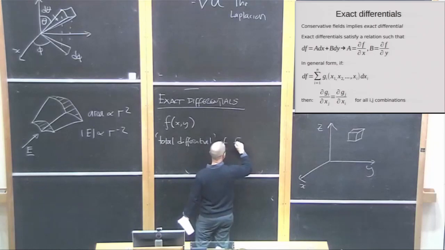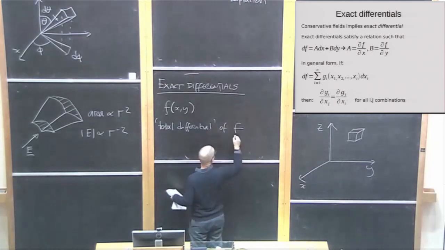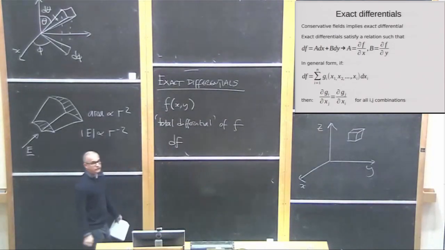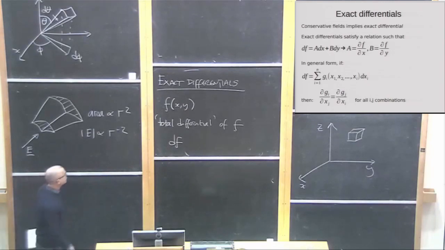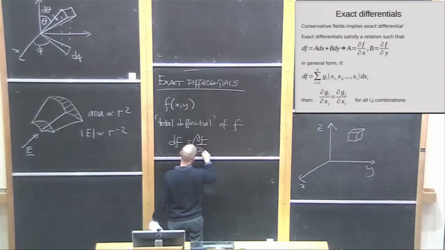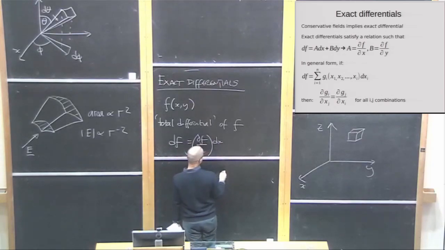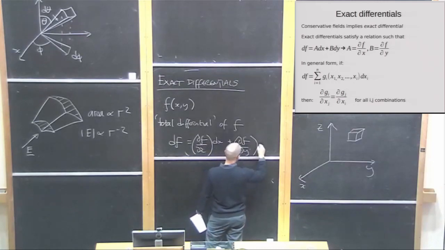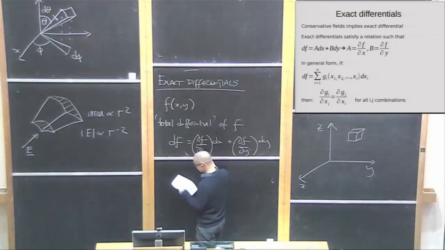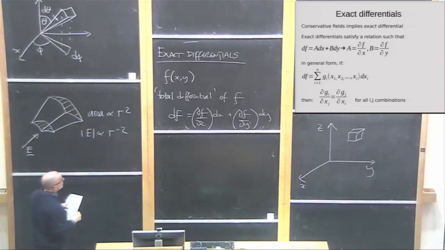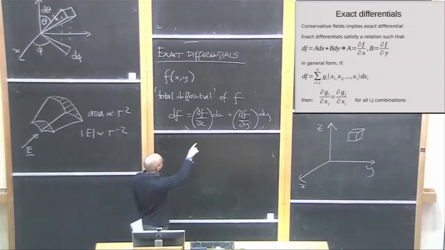of f, which is not the same as the total derivative of f, the total differential of f, that is, what small change do you get in the value of f if you make a small change in x or y, is given by partial f with respect to x times the amount that you actually change in your x coordinate plus partial f with respect to y times the amount that you actually change in your y coordinate. So an exact differential is a differential for which this is true.